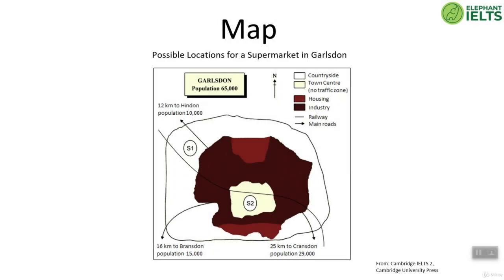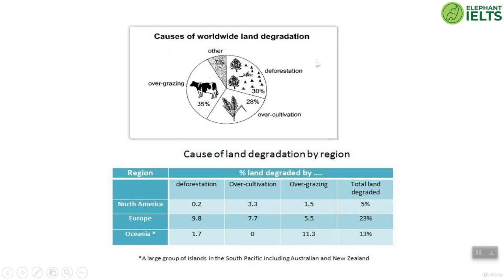This is a map showing 2 possible locations for a supermarket in Galston. And this one shows 2 different graphs. This is all one task, and you may get 2 different graphs, so be prepared for that as well.